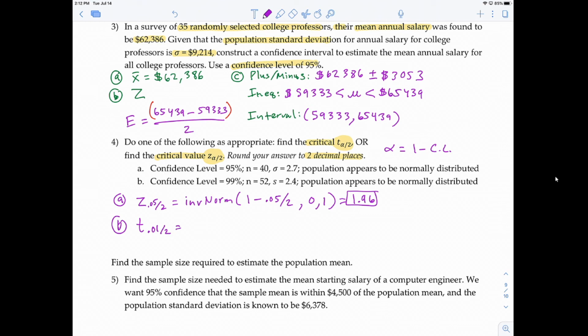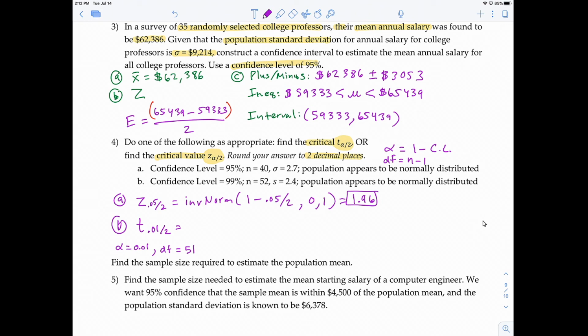Okay, so that we know. Let me write it down here. So alpha is equal to 0.01. And then with the t distribution, you need to figure out the degrees of freedom. Degrees of freedom for the t distribution is n minus 1. So in this case, that's 52 minus 1. So degrees of freedom is 51.